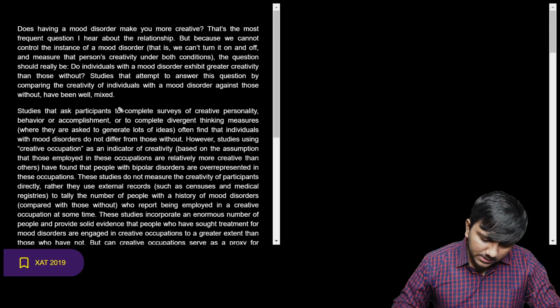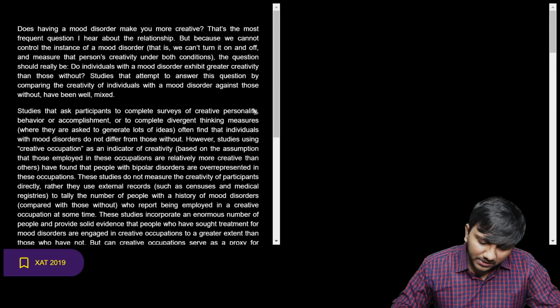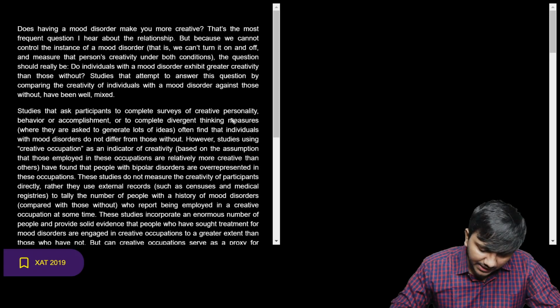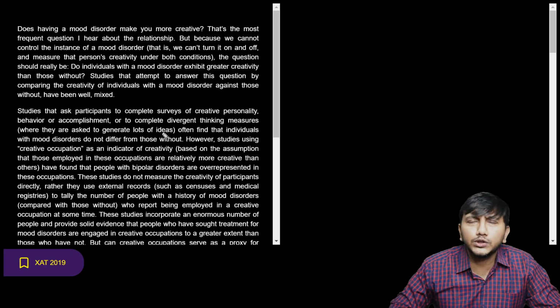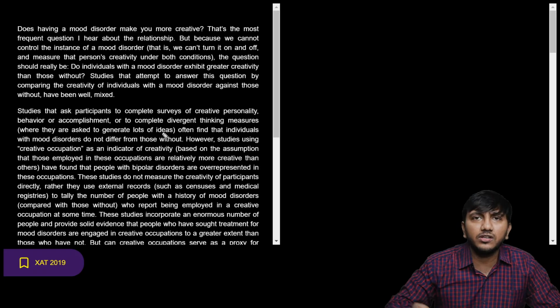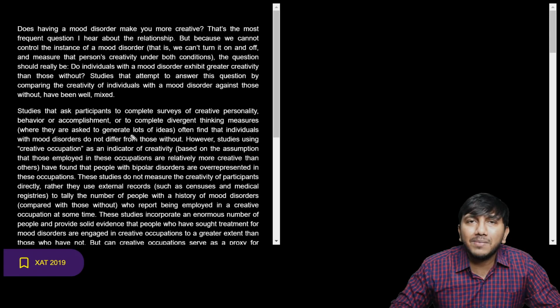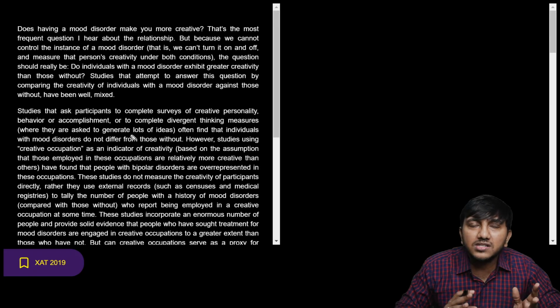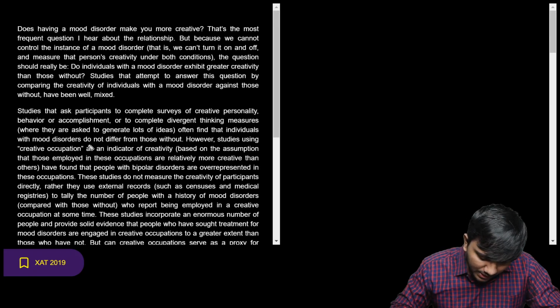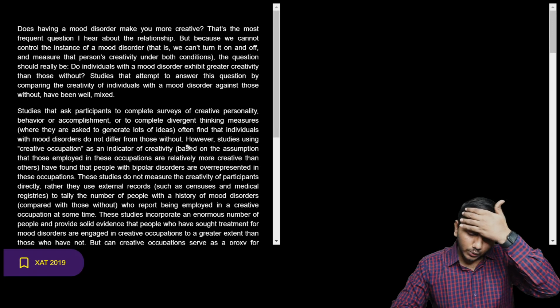Studies that ask participants to complete surveys of creative personality, behavior or accomplishment, or to compare divergent thinking measures where they are asked to generate lots of ideas, often find that individuals with mood disorders do not differ from those without. So when you do a study, like handing out a questionnaire for people to fill to find out how creative they are, it doesn't give you much of a difference between people with mood disorders and people without mood disorders.